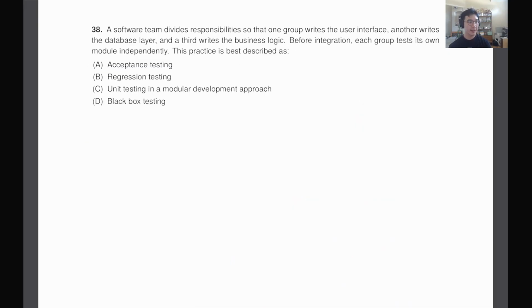Question 38. A software team divides responsibilities so that one group writes the user interface, another writes the database layer, and a third writes the business logic. Before integration, each group tests its own module independently. This practice is best described as, so some key things I'm noticing. Before integration, they test each module independently. Okay, and we're dividing responsibilities. So just looking at these answer choices, which one seems to be like what they're doing?